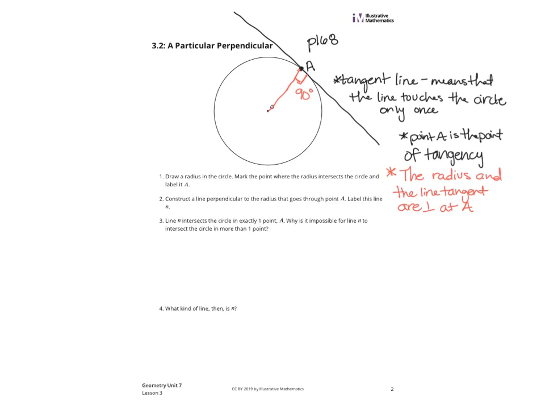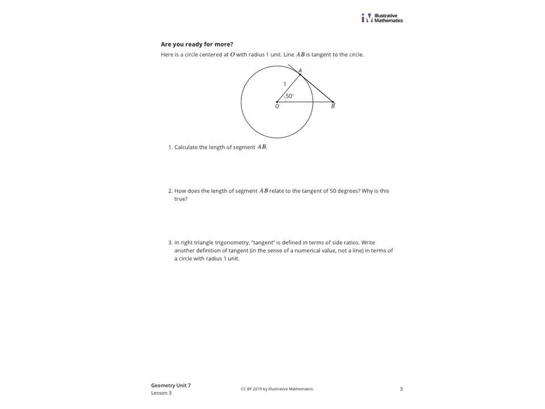So let's take a look at a math problem that has this set up. On the next page, let's take a look at this Are You Ready for More diagram. So we're going to calculate the length of AB. It says to find the length of AB, and we're going to use trig to do this.